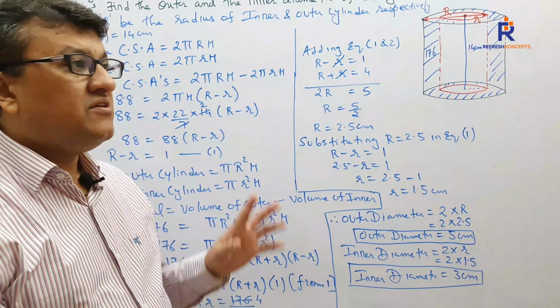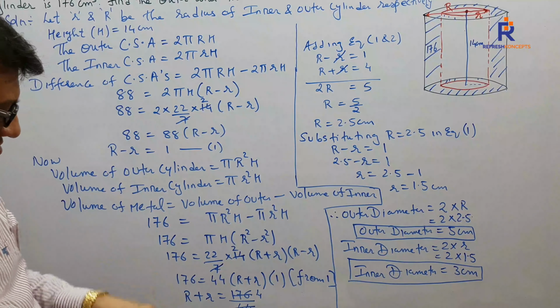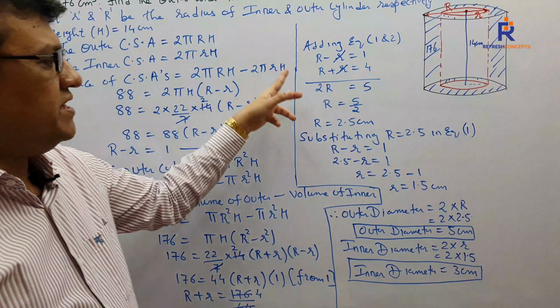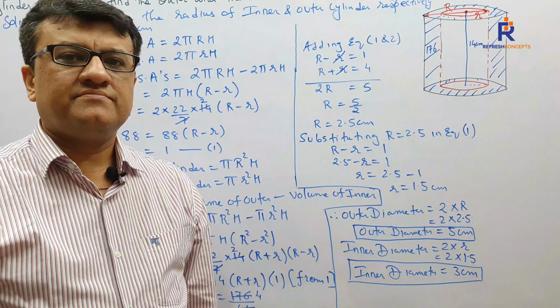So, what was the thing? We had to use their conditions. The first condition, difference between the CSAs, gave us one equation. Difference in the volume, why? Because that's nothing but the metal part. So, volume of the metal being given to us, that is nothing but the difference in the volume, outer minus inner. We got the second equation. Solving. Quite simple, children.